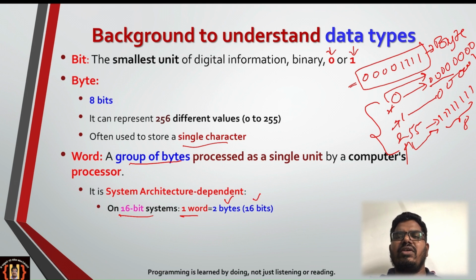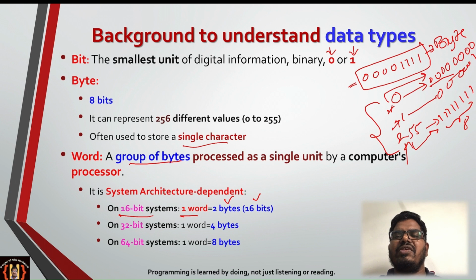Okay, 1 word means what? In a 16-bit system, a 16-bit operating system, 1 word is 2 bytes. When I say 2 bytes, it is 16 bits. Now, if it is a 32-bit system, 1 word equals 4 bytes. Similarly, if it is a 64-bit system, 1 word equals 8 bytes. Now you understand what is bit, what is byte, what is word.